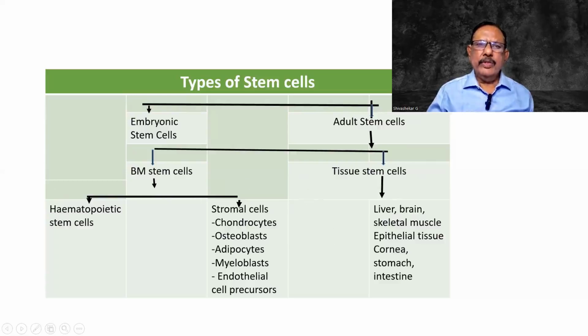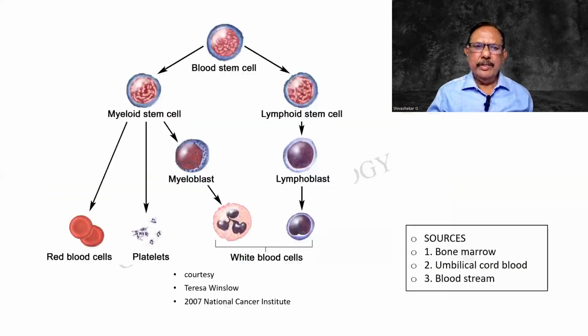My professor used to say that blood is a form of connective tissue because it contains a lot of matrix. And here I am finding the stromal cells, chondrocytes, osteoblasts, adipocytes, myeloblasts, and even the endothelial cell precursors. This type is of paramount importance.